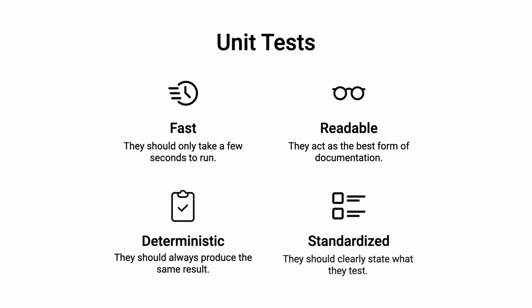Finally, they should follow the same naming convention. Behavior-driven development has an elegant way of writing that, which is: should, expected behavior, when, and state under test. Like for example, it should throw an error when the divisor is 0.